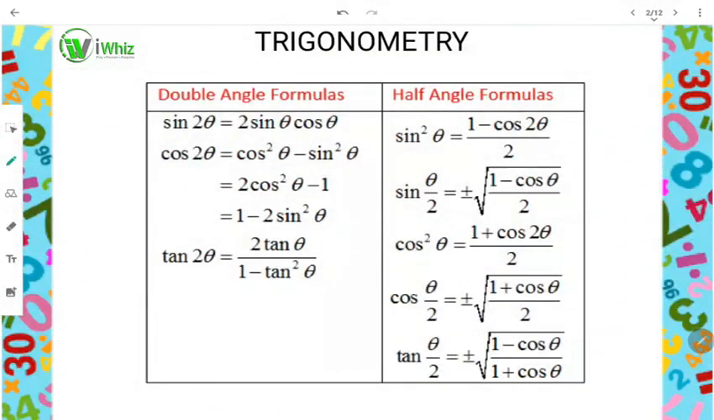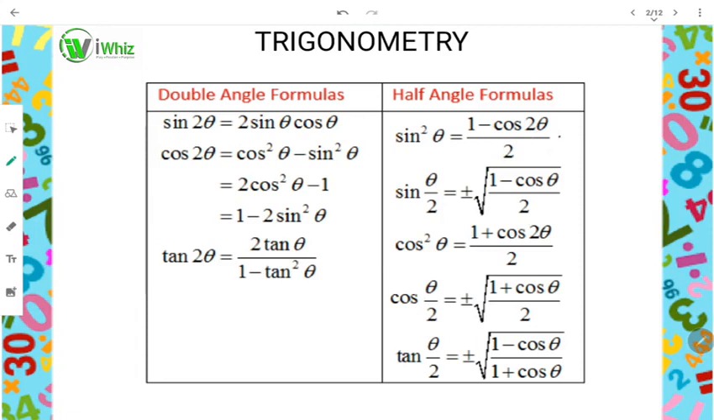So wizards, just to have a visual of what we were trying to say, you can see that I have my double angle formulas and I have my half angle formulas. Like we went through the double angle formulas together, let's go through some of the half angle formulas, such as sine squared theta. Sine squared theta is equal to 1 minus cos 2 theta, all divided by 2.